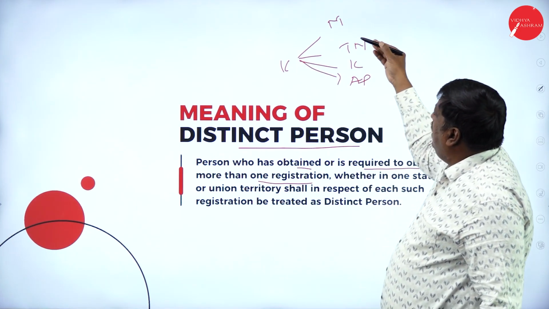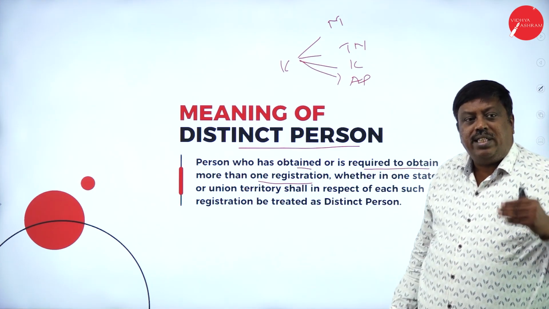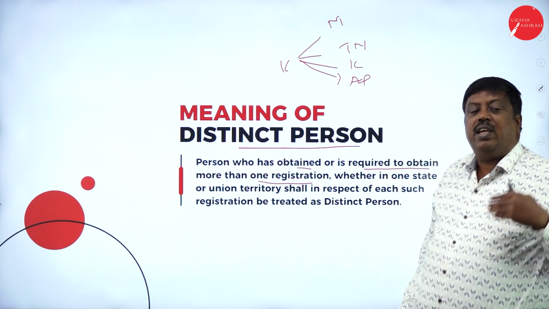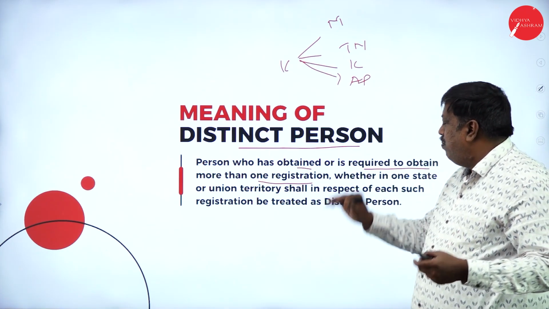So if we are selling goods to different states here, then automatically I have to register in every state where I'm going to sell the goods. So that is why they're going to call me a distinct person.